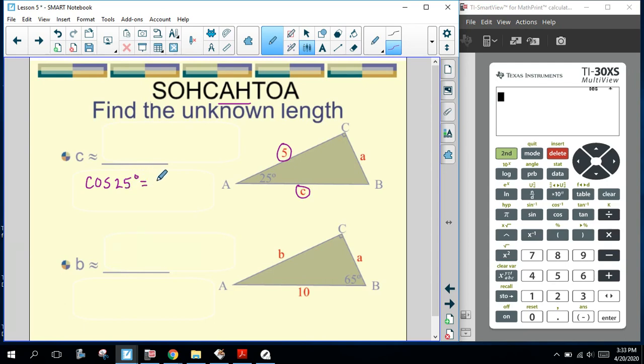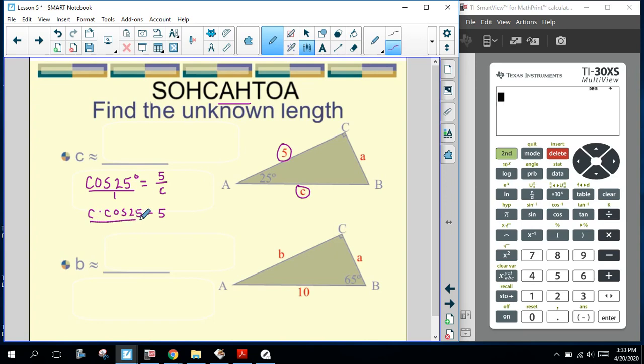And that's equal to the adjacent of 5 over the hypotenuse of C. Remember, the cosine of 25, that's just some decimal number in the calculator. And I can divide any number by 1. So I'm going to do that to set up a proportion. And when I cross multiply, or take the product of the means and extremes, I've got C times the cosine of 25, and that's equal to the product of the means, which is 5 times 1. Well, that's just 5.